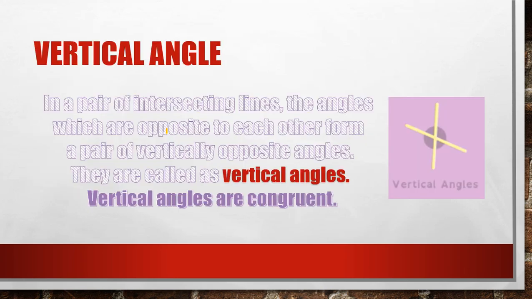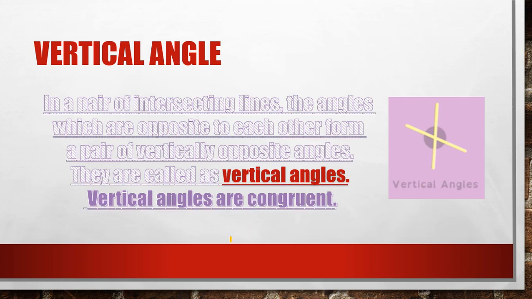Vertical angle. In a pair of intersecting lines, the angles which are opposite to each other form a pair of vertically opposite angles. They are called vertical angles. Vertical angles are congruent. Let's show the vertical angles in the figure. Here and here, these two yellow angles are vertical angles. They have to be congruent.